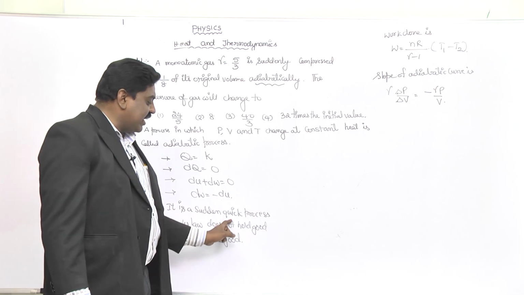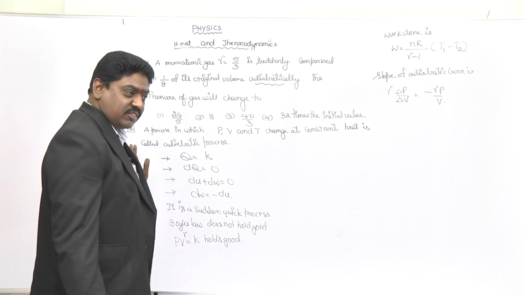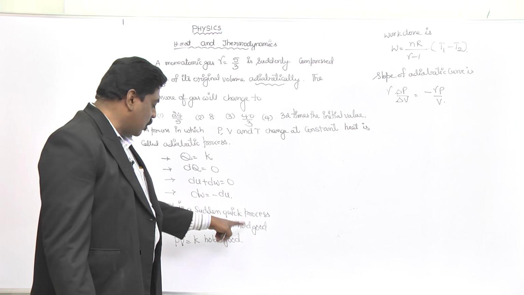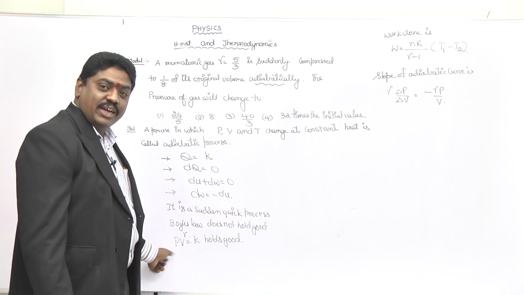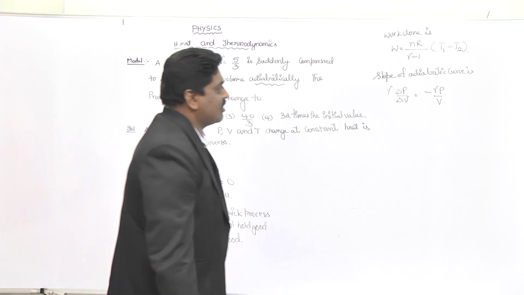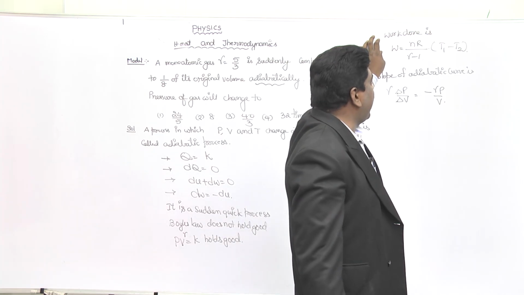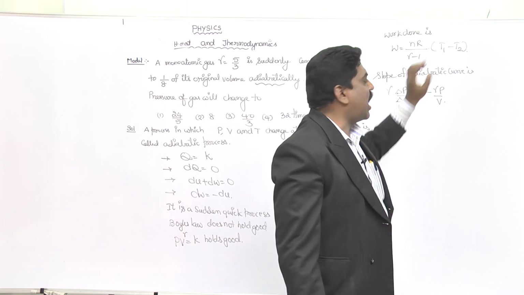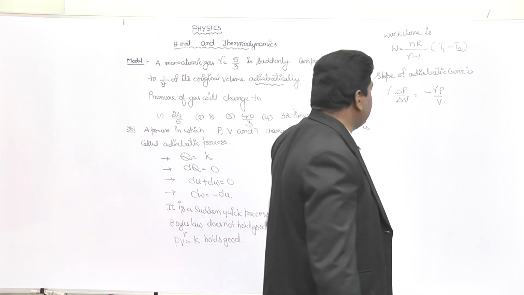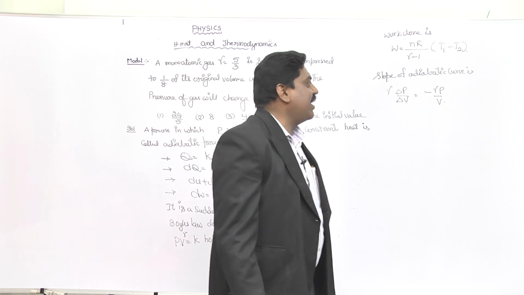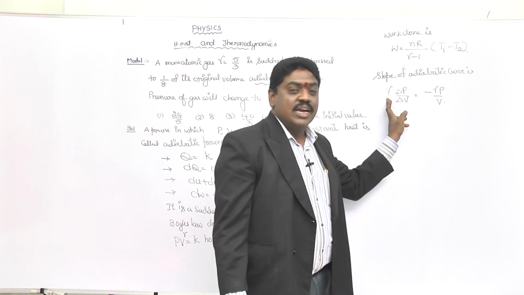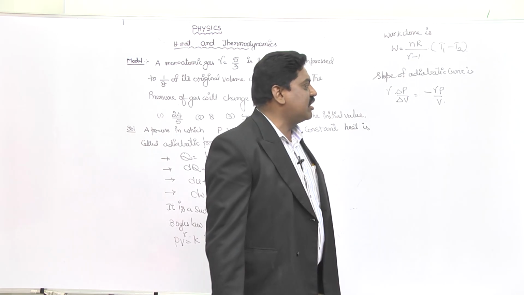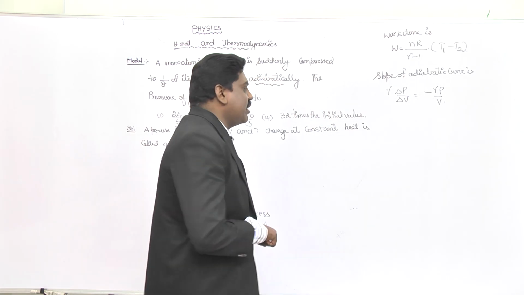It is a sudden, quick process, and in this process Boyle's law does not hold good; PV^gamma equals constant. The work done in this process is given as W equals nR by (gamma minus 1) into (T1 minus T2). The slope of the adiabatic curve is given as dP by dV equals minus gamma P by V.